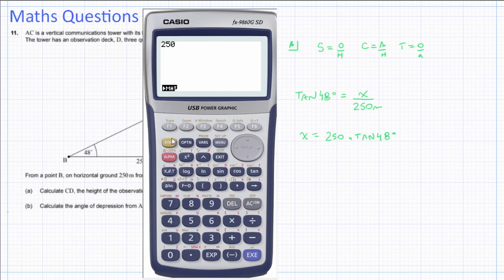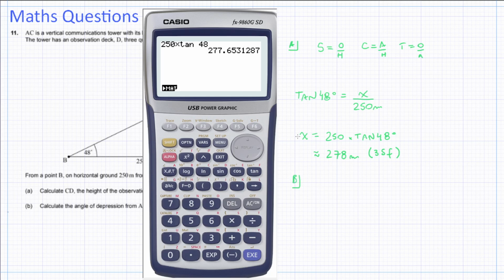So 250 multiplied by the tangent of 48 degrees. That would be around 278 if we keep this up to 3 significant figures. So we're done with letter A.